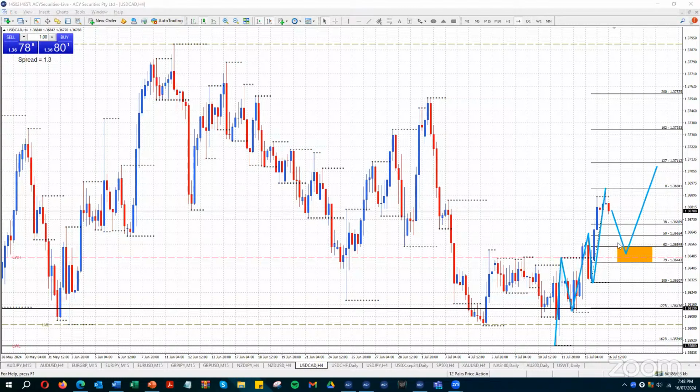So where would the logical dip come in? All this old resistance. That would be the area. So it's about 136.48-ish. Last week's high.